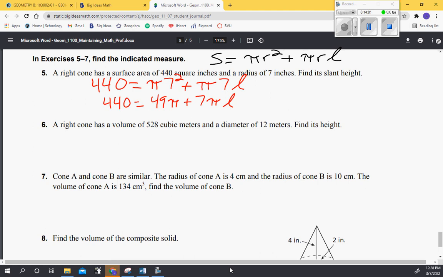I'm going to simplify 49 pi. Actually, I'm not going to simplify, I'm just going to write that out as a number. That's 153.9. So 440 is equal to 153.9 plus 7 times pi is about 22. I'm going to say 22 L.